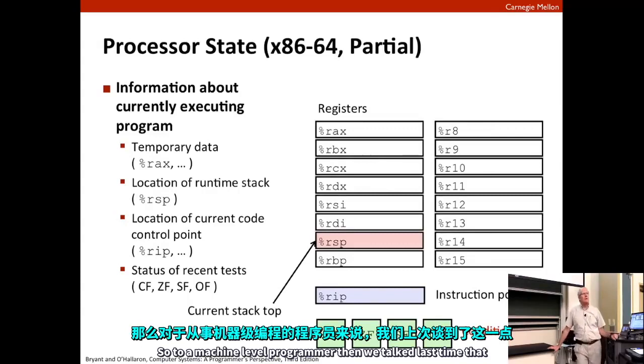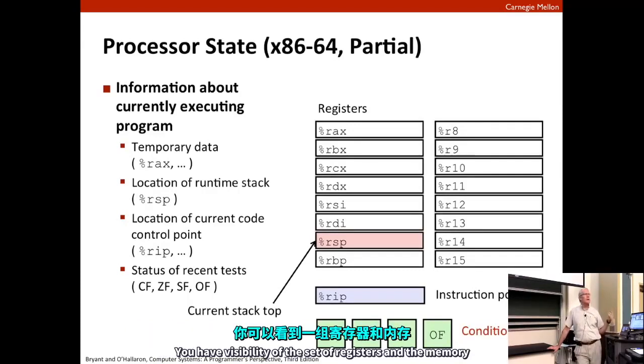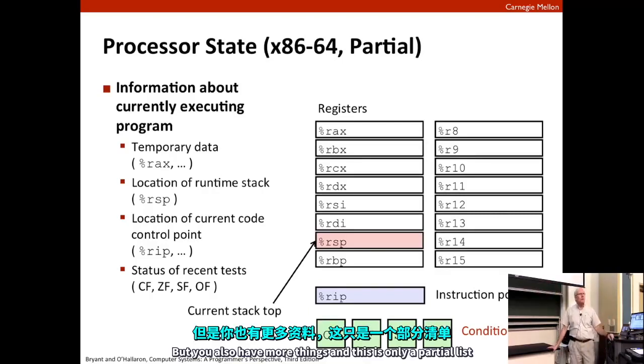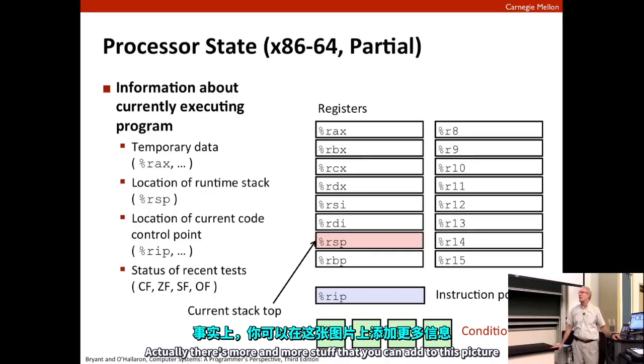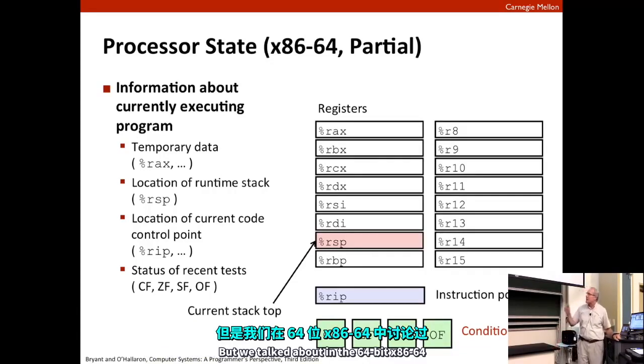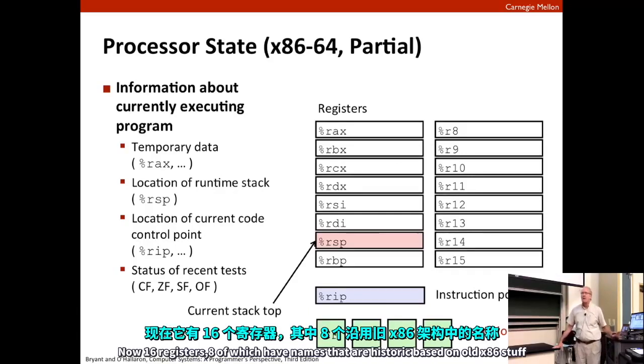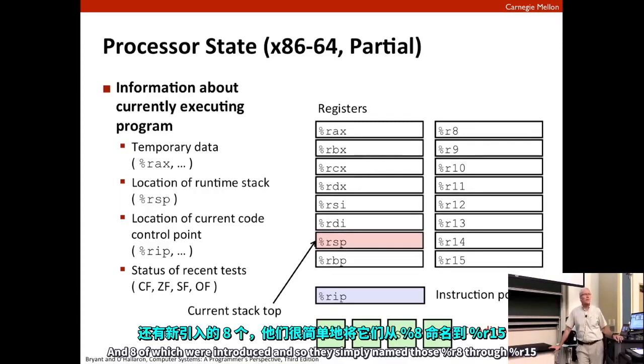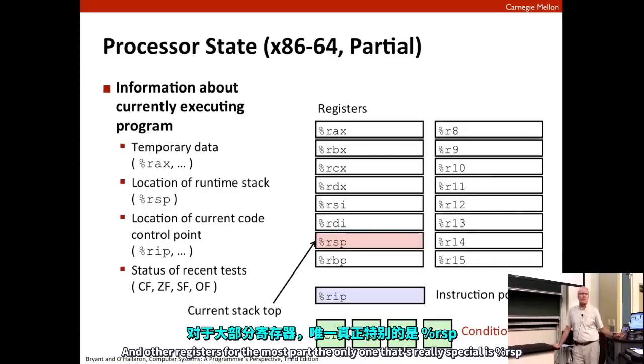So to a machine-level programmer, we talked last time that you have visibility of the set of registers and the memory. But you also have more things, and this is only a partial list. Actually, there's more and more stuff that you can add to this picture. We talked about in the 64-bit x86-64, there's now 16 registers, 8 of which have names that are historic based on old x86 stuff, and 8 of which were introduced, and so they simply name those R8 through R15. And of these registers, for the most part, the only one that's really special is RSP.